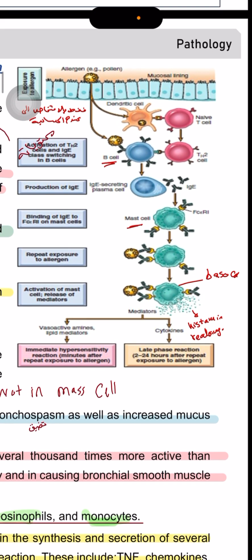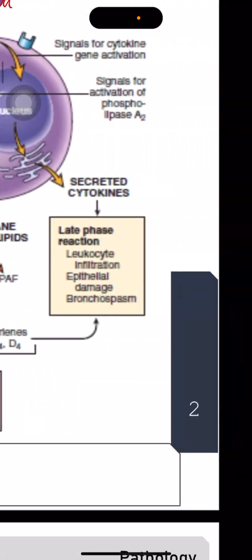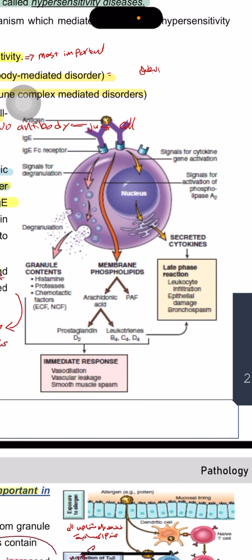This stimulates the mast cell to release mediators, which are of two types: cytokines and vasoactive amines, and lipid mediators. Histamine, as we know, comes from the mast cell, which has antigen and Fc receptors that connect with immunoglobulin E to send signals for degranulation. Cytokines are involved in the late phase reaction, like leukocyte infiltration, epithelial damage, bronchospasm, and activation of phospholipase A2.